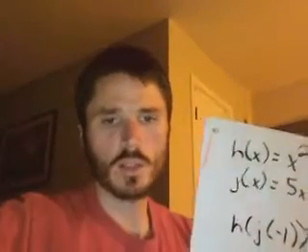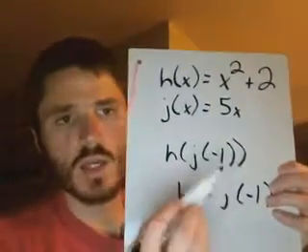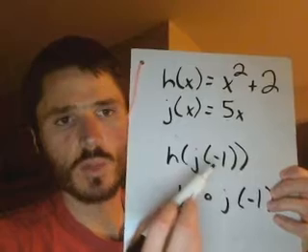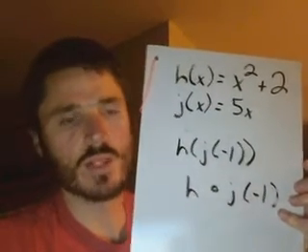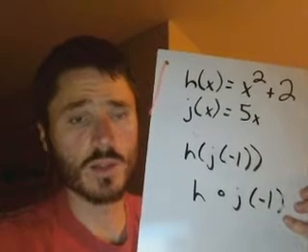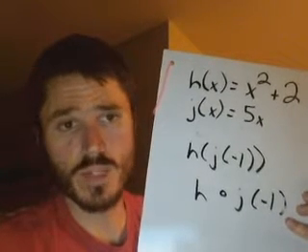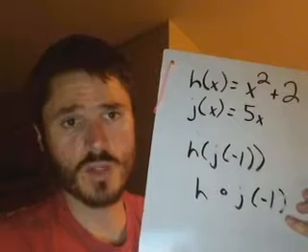Okay, or another way to write that is h of j of -1. So what you're calculating is this: h of j of -1, or h of j and then parentheses -1. I think it could be written either way. So pause it right now, and why don't you guys try working through that.